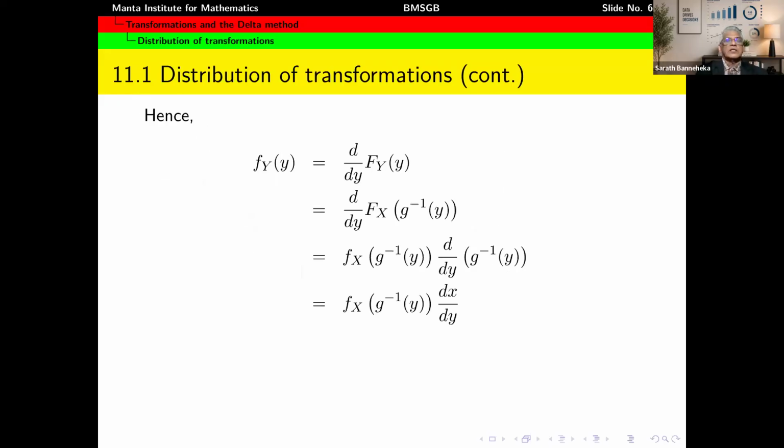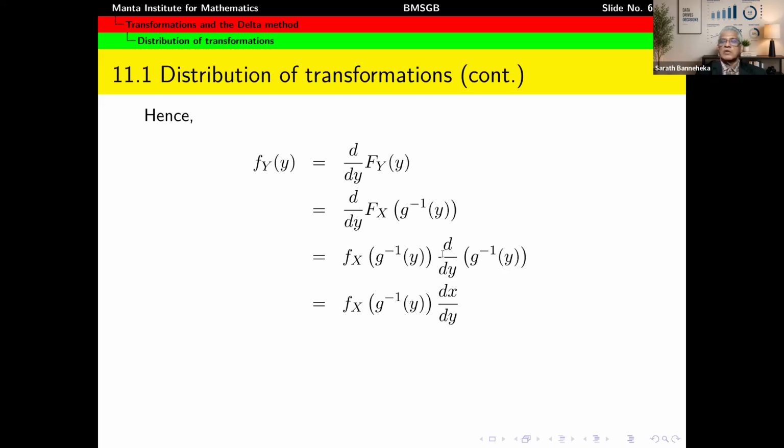So therefore, you can see that the density function of y evaluated at y is equal to the derivative of the cumulative distribution function. So that is the derivative of this thing with respect to y. When you differentiate the cumulative distribution function of x, you get the density function evaluated at this value here. And then we have to differentiate the value inside the bracket here with respect to y. Right? So this thing is actually x, since g inverse y is equal to x.